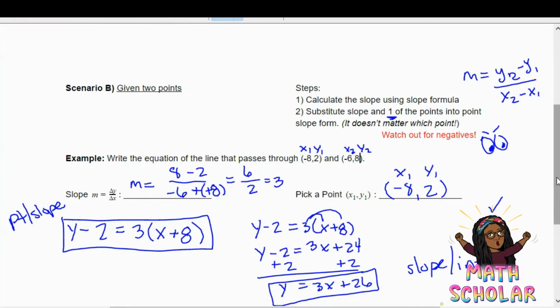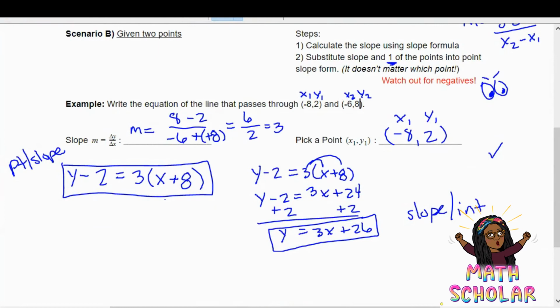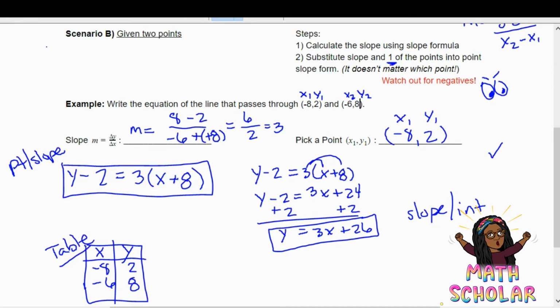One thing I want you to recognize is that if you have 2 points, that is the same as if I gave you a table of values. And in our modeling, sometimes we'll have a table and they'll ask you to write the equation of the line that's in the table. So we had -8 and 2. We had -6 and 8. So if I were to present you with a table and ask you to write the equation of the line, it is the same process as this scenario B. You are given 2 points. So you have to first find the slope, and then you pick a point. Okay, so just keep that in mind. Having a table and being asked to find the equation or write the equation of the line is the same as just being given 2 points.